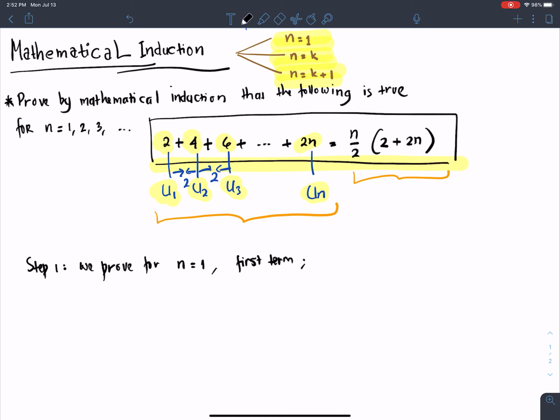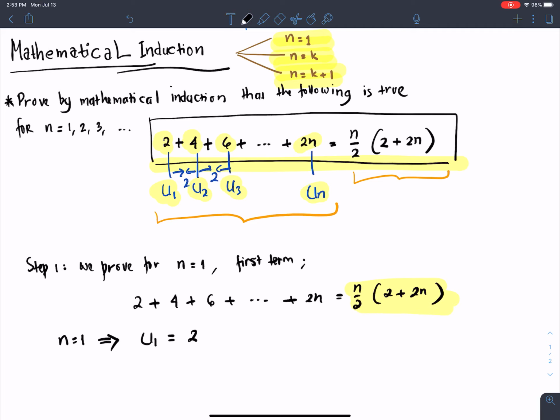So if we are looking at the sequence again, 2 plus 4 plus 6 plus so on until Un equal to n over 2 plus 2n. So when n equal to 1, meaning we are looking at U1 over here, which in this case we know U1 is 2. So this must be also true with the total of the sequence over here.